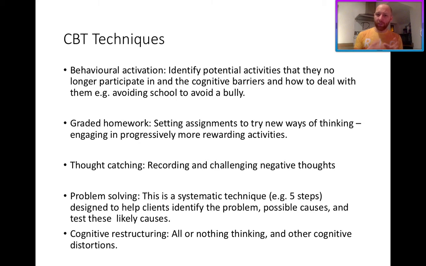Well, we try to identify those activities that you no longer do, and what are the cognitive barriers to achieving them, and we try to deconstruct them. So a good example might be avoiding school to avoid a bully. Someone is saying nasty things to you at school, so your solution is to avoid school entirely because you can't cope. And the key then is to equip yourself with skills that will help you cope. Graded homework assignments are often set, and these ask you to try out different cognitive strategies and ways of thinking in a home environment, and leading up to sort of more rewarding activities.